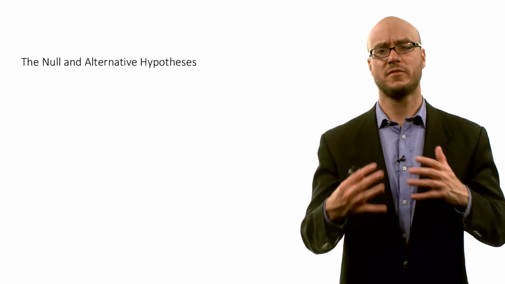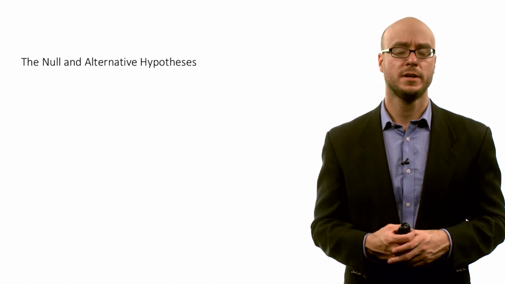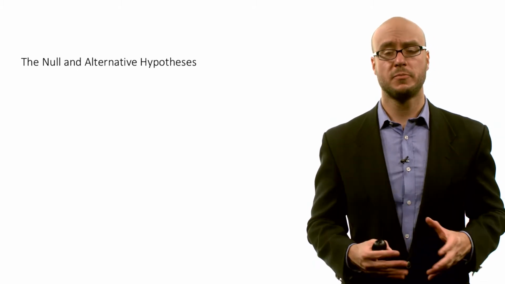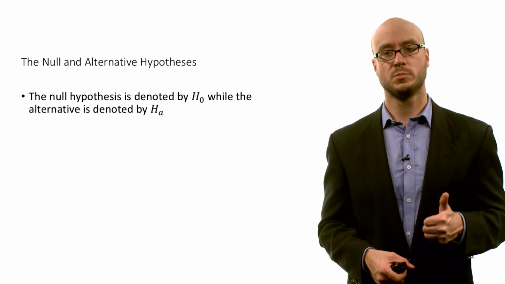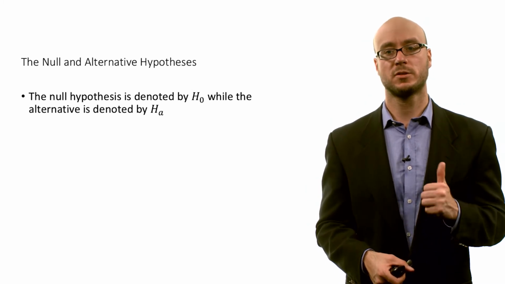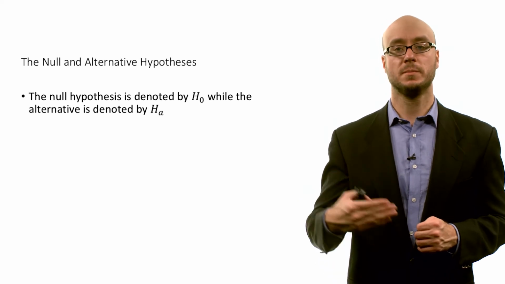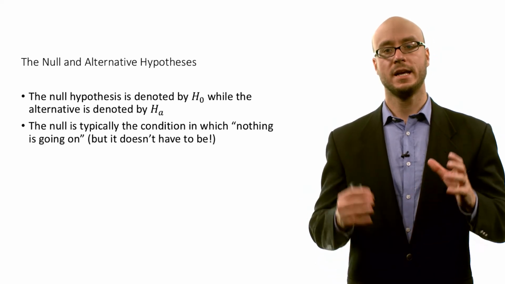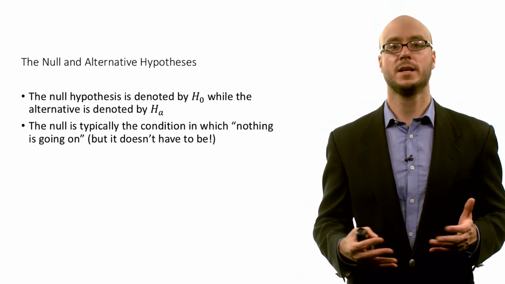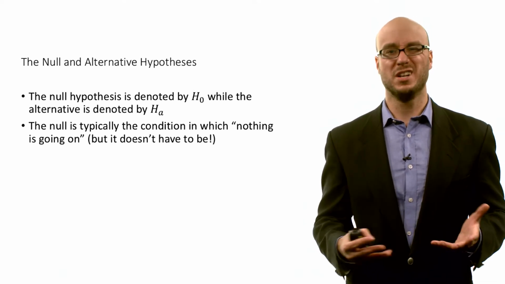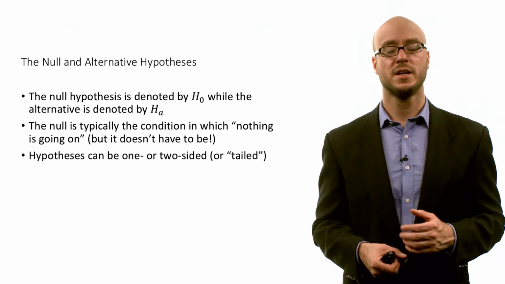The next thing, after these preliminary considerations are done with, we want to set up the null and alternative hypotheses. So the null hypothesis, as I mentioned before, is denoted by H subscript 0, H naught, and the alternative is denoted by H subscript A. Typically the null is not much is going on, so it's whatever the default state of affairs.